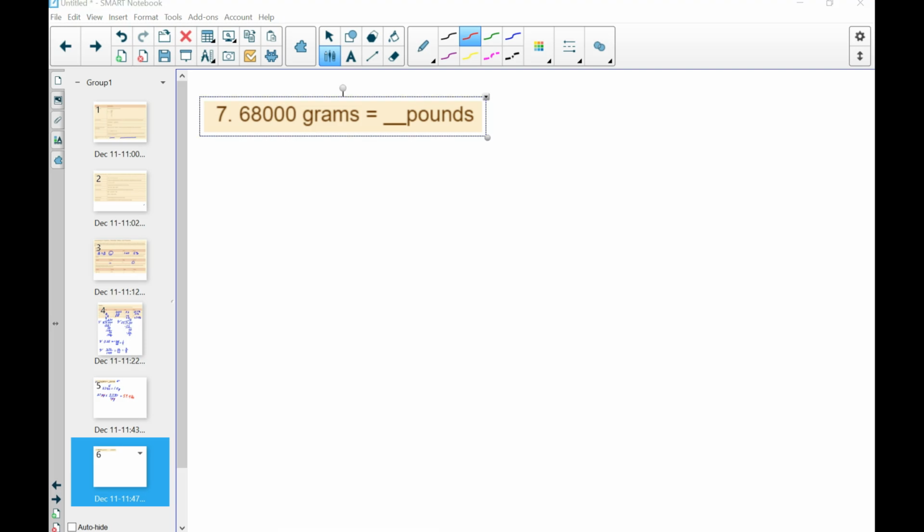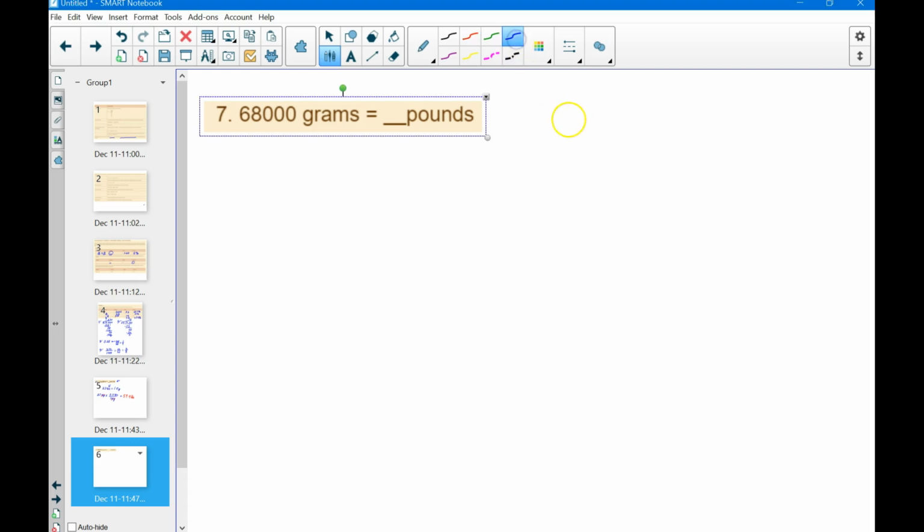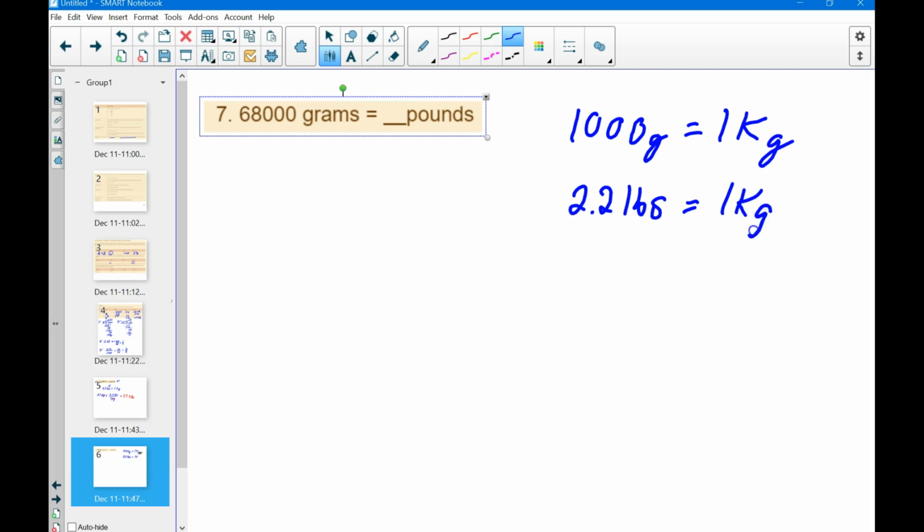I want to show you this one because this is what chemistry is going to look like when you get into the chemistry conversions. So, you know 2 things. One thing we should know right now is that there's 1,000 grams in 1 kilogram, right? And we also know that there's 2.2 pounds in 1 kilogram, right? So this is how I set this up. And if you're doing chemistry, this is the nice way to go.